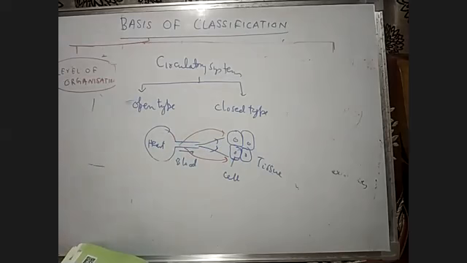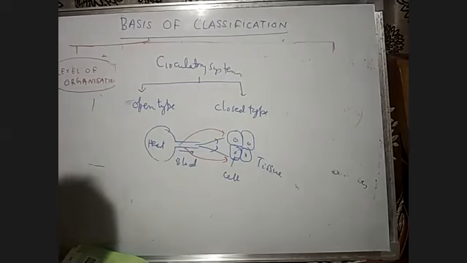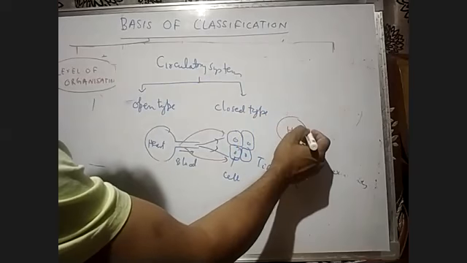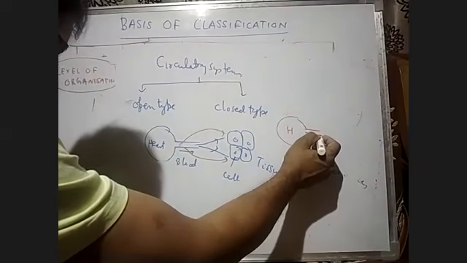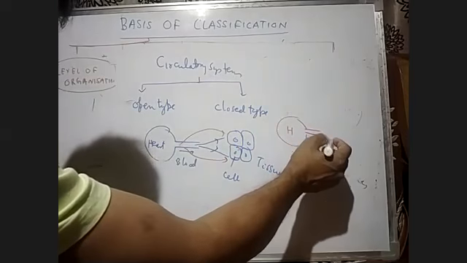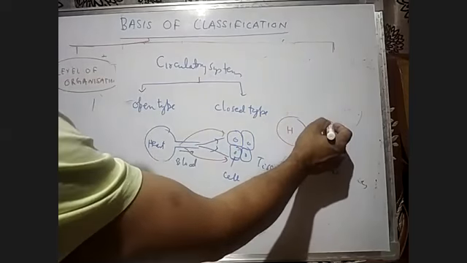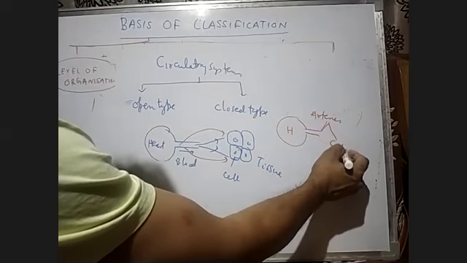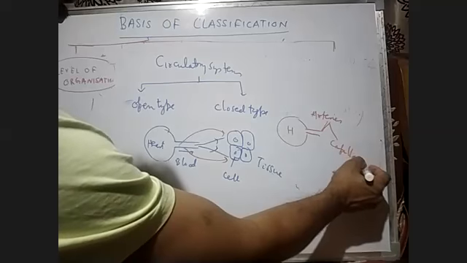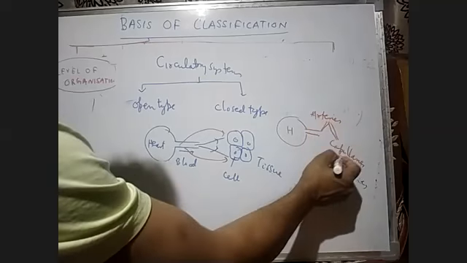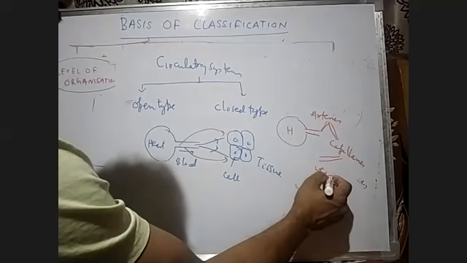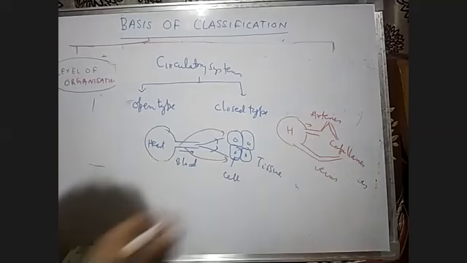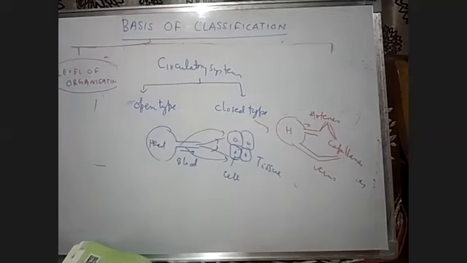Similarly, we have the closed type of circulatory system, where the blood is circulated from the heart through a series of vessels. It will flow in the arteries, then in the capillaries, then from the capillaries it will flow into the veins, and from the veins it will enter into the heart. This is called our closed type of circulatory system.